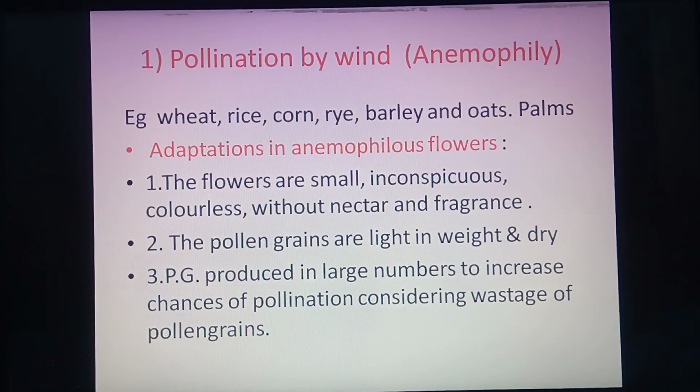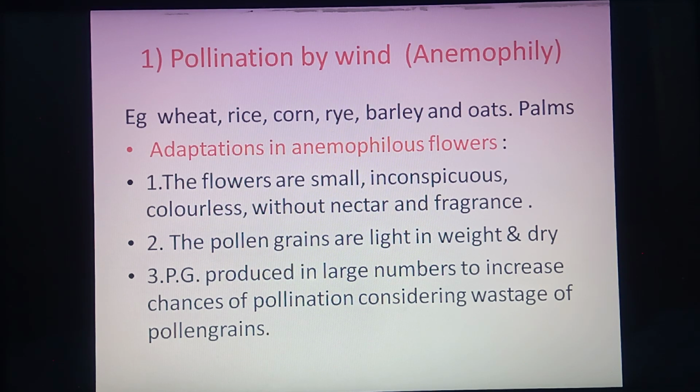The pollen grains are light in weight. Why light in weight? Because they have to be carried from the anther towards the stigma with the help of wind. So their size should be small and they should be light in weight. The surface of the pollen grain, that means the exine, is smooth, and they are dry in nature. Pollen grains are produced in a large number.